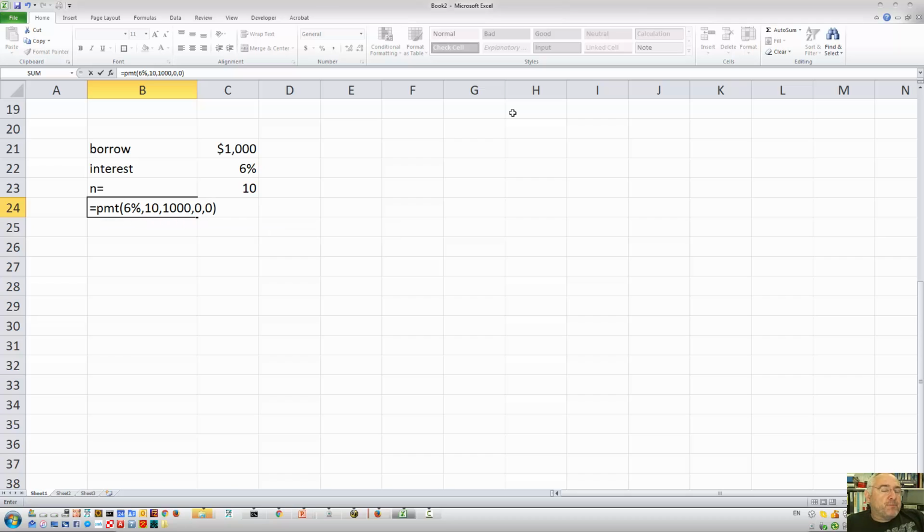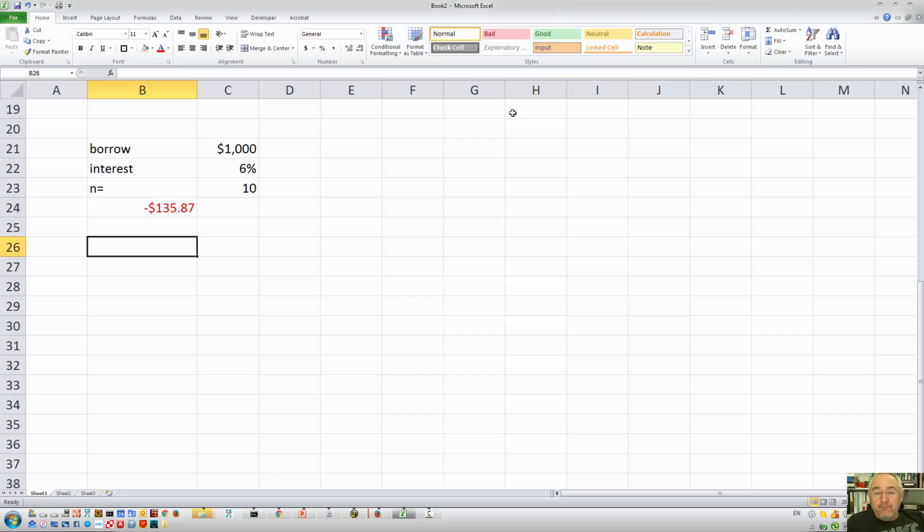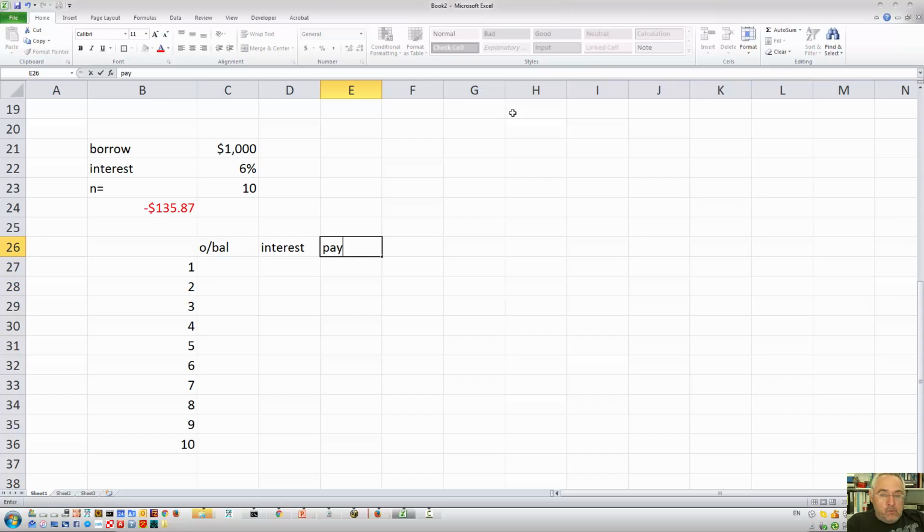Now, those periods might not be years. They might be fortnights or months. But usually the payment's made at the end of the period. Okay, so $135.87 are the payments that I'm going to have to make. Well, let's check that out. Let's do another one of these tables. Okay, opening balance, interest, payment, closing balance for each year. The opening balance is obviously the amount that I borrowed. The interest is the interest rate times the opening balance this year. The payment is the amount we've calculated here.